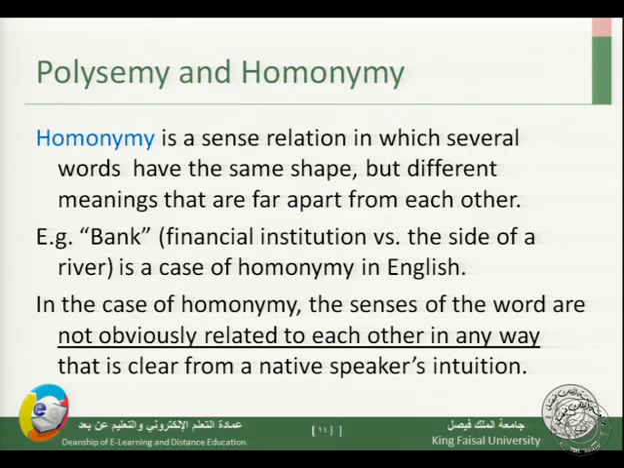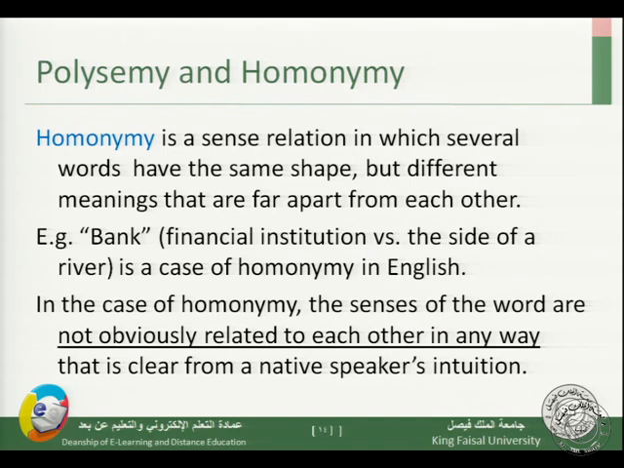So look at this example. The word bank, when we use it as a financial institution, for example, I went to the bank to get some money, or I opened an account at the bank. This is the first word. The second word is the side of the river, the bank of the river. So these are two words, and they look the same, bank and bank. We pronounce them the same way. But the meaning is not related, really. There is nothing to say that something is related, like in the case of polysemy. So bank here is a case of homonymy in English.